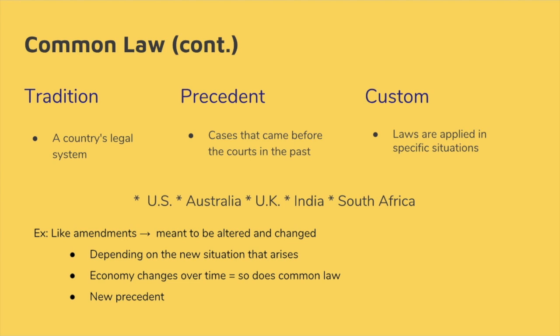An example of common law is, like the amendments, it is meant to be altered and changed, depending on the new situation that arises. Thus, as the economy changes, so does common law, allowing for a new precedent. And some countries that practice common law are the United States, Australia, United Kingdom, India, and South Africa.